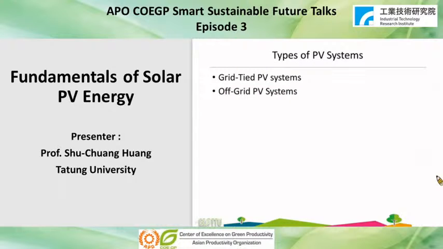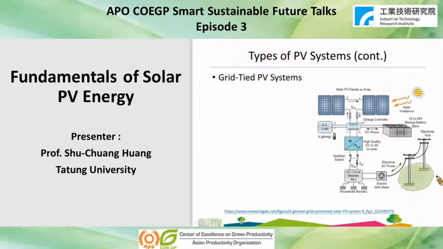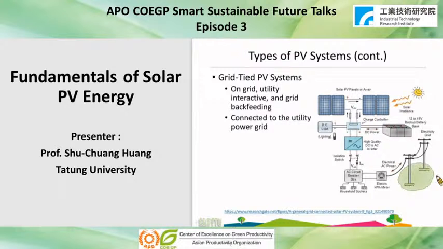So there are two types of PV systems. One is on-grid or grid-tied PV system. The other is called off-grid type. For grid-tied PV systems, it's on-grid, so it can interact with the grid. And in that case, we can install a bi-directional meter, so we can sell electricity to the power company when we have excess or extra power generated from our solar system.